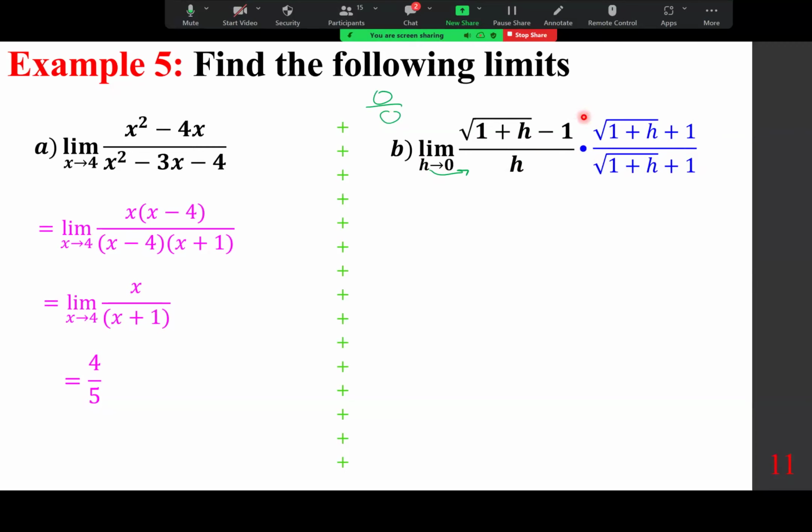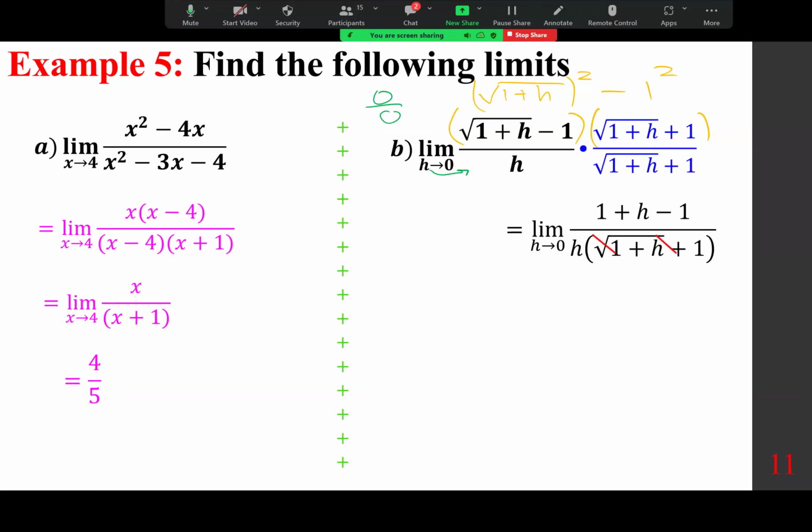When we multiply these two, we get the square root of 1 plus h, quantity squared, minus 1 squared in the numerator. The square root of 1 plus h, quantity squared, comes out as 1 plus h. 1 and minus 1 cancel each other. h and h cancel each other. The numerator ends up being 1. If you plug in 0, the square root of 1 becomes 1. 1 and 1 is 2. The result is 1/2.